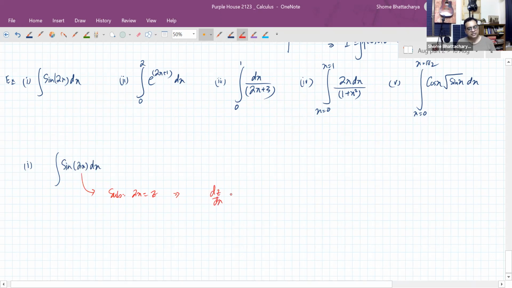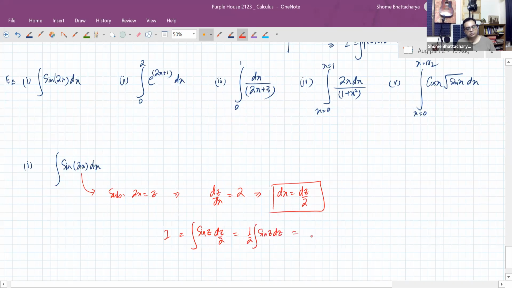So dz by dx is equal to 2. So dx becomes dz by 2. Okay, so this integral now becomes sine z dz by 2. Now the integration of sine z is cos with a minus sign. So this becomes minus cos z by 2 plus c. And finally resubstituting what is the value of z, it is 2x. So it is minus cos 2x divided by 2 plus c.